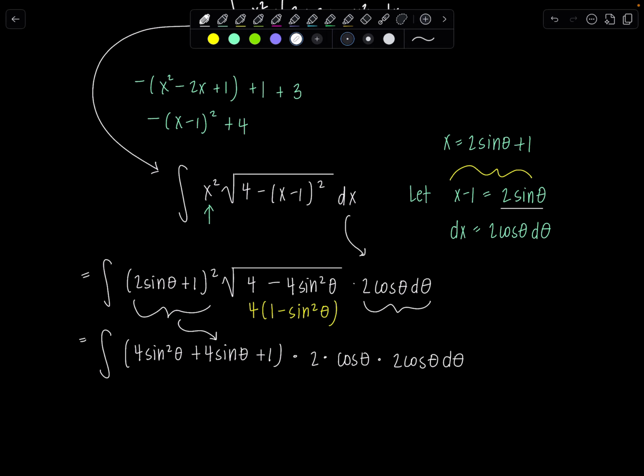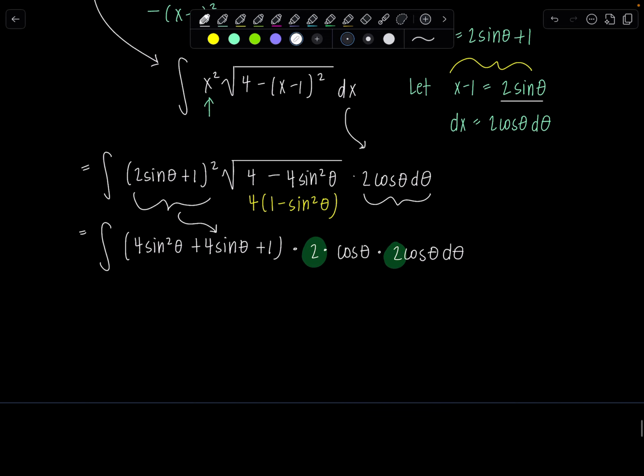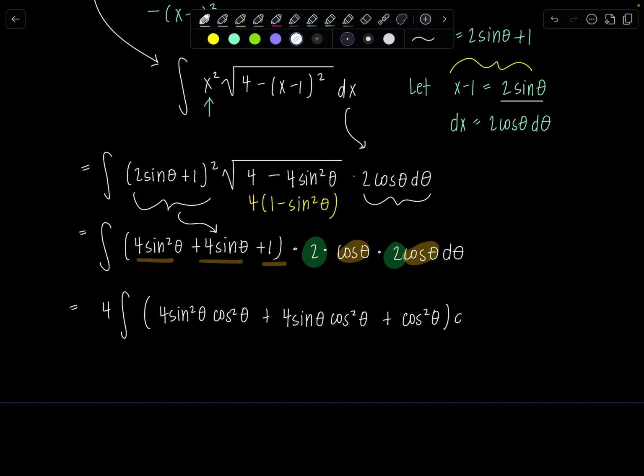Okay, what to do from here? I would definitely just take some of the constants outside so they're not stressing us out. Let's take a 4 out. All right, people, take the 4 out. And then notice here, this is going to give me cosine squared theta, and I'll just distribute it to each of these 3 terms here. So I'm going to have 4 sine squared theta cosine squared theta plus 4 sine theta cosine squared theta plus cosine squared theta d theta.